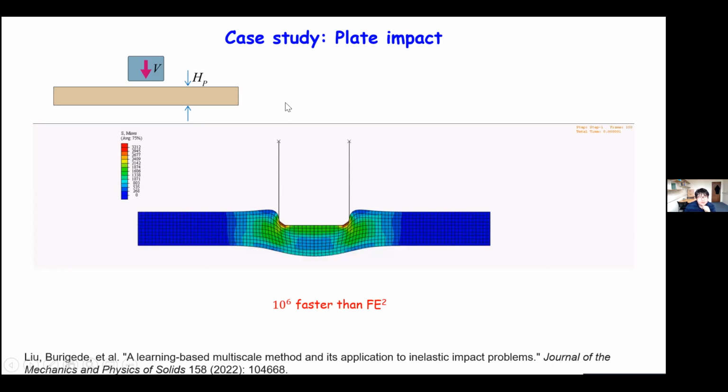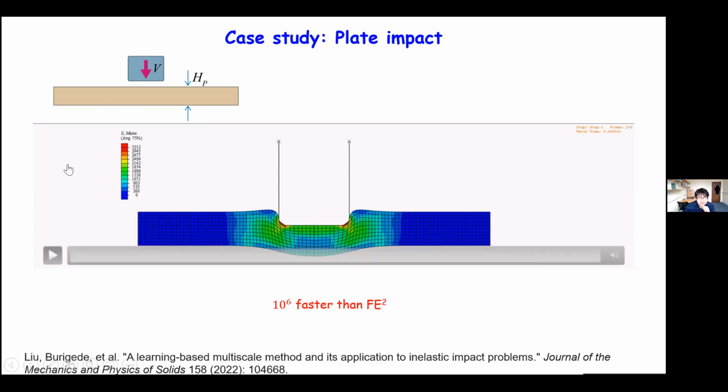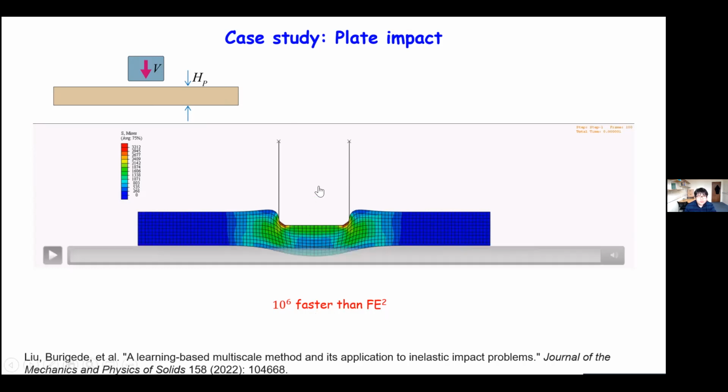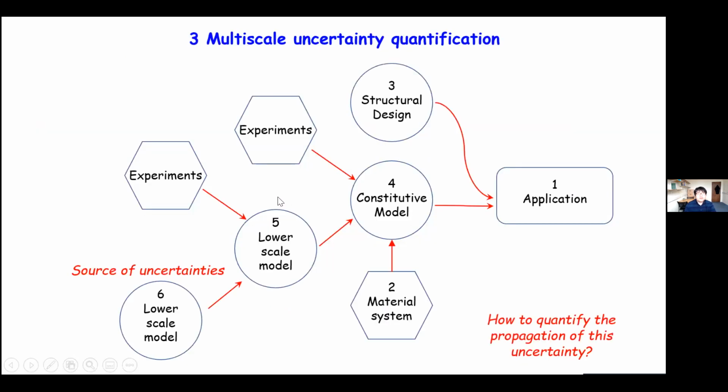So using this learning-based circuit model really can increase the computational speed. And that concludes the second part of my talk. And the third part of my talk, and I know that my time is limited, I will try to go through this relatively quickly, is the multi-scale uncertainty quantification.